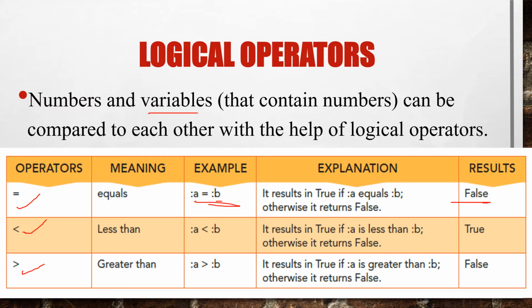Less than: a is 5, right? So 5 less than 7. Whether it is true? Yes. So the result is true. Next, a greater than b. 5 is greater than b. Whether it is true? No. So the result will be false.